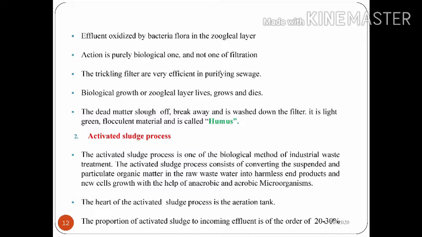Now, the activated sludge process. Activated sludge process is the modern method of purifying sewage in place of the trickling filter. The heart of the activated sludge process is the aeration tank. The effluent from the primary sedimentation tank is mixed with the sludge drawn from the final settling tank, also known as activated sludge or return sludge. This sludge is a rich culture of aerobic bacteria. The proportion of activated sludge to the incoming effluent is of the order of 20 to 30%.